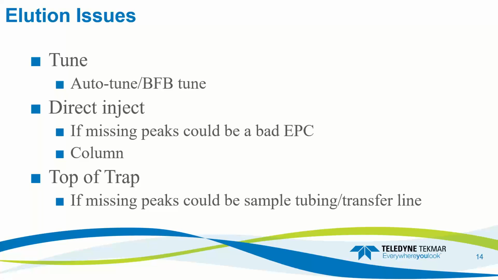If you're having elution issues, you want to check the tune on your mass spec, make sure everything looks normal there and passing. You could do a direct inject into the GC inlet if you're missing any peaks, or you could have a bad EPC, or you might need to replace the column. You could also do a top of the trap injection if you're still missing peaks. It could be the tubing, the sample tubing, or the transfer line.